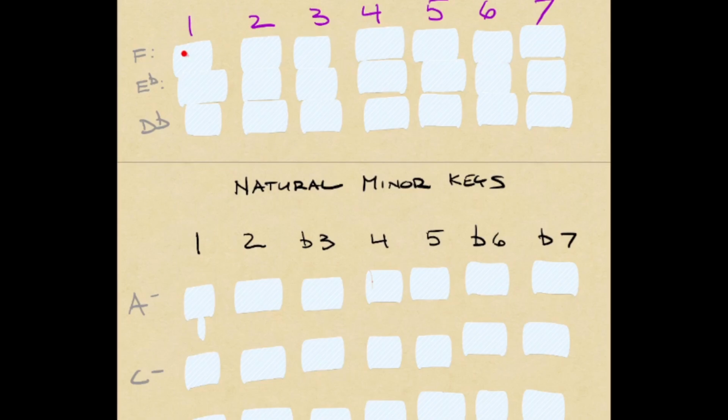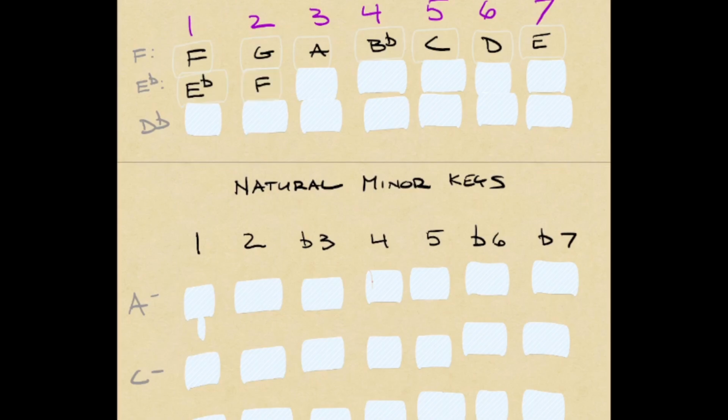Here we go. F is 1, G is 2, A is 3, B flat's 4, C is 5, D is 6, E is 7. E flat. How many flats in the key of E flat? 3. E flat is 1, F is 2, G is 3, A flat 4, B flat 5, 6 is C, 7 is D. Key of D flat.